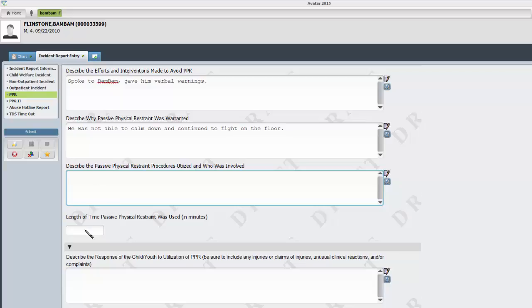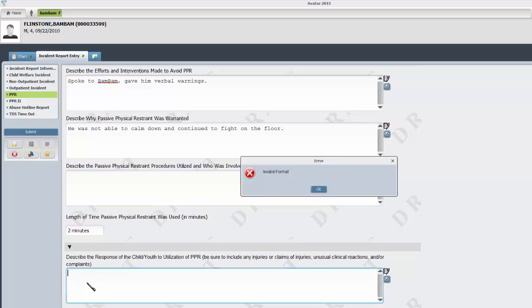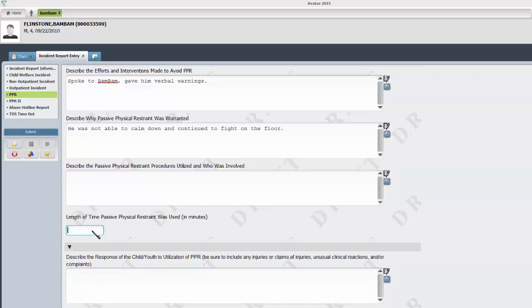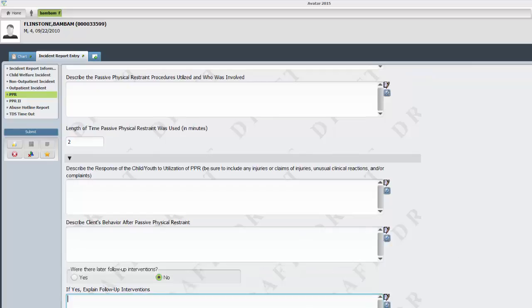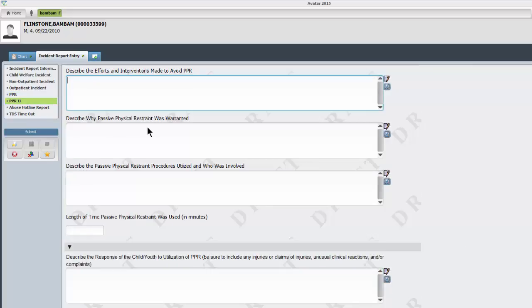providing those, how long a time that was, so maybe it was 2, and then how the child responded. It didn't, like, 2 minutes, let's just go with 2. And then his behavior afterwards, and then if there were follow-up interventions, and if there were, then what they were. There are 2 places to record if there were multiple layers of efforts made to avoid.